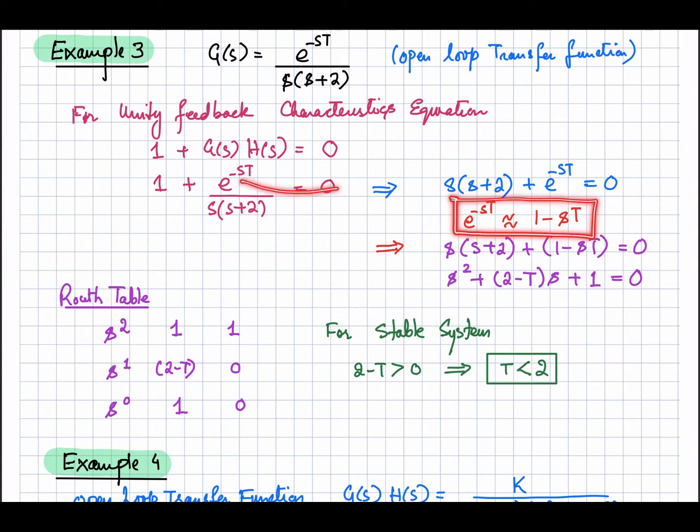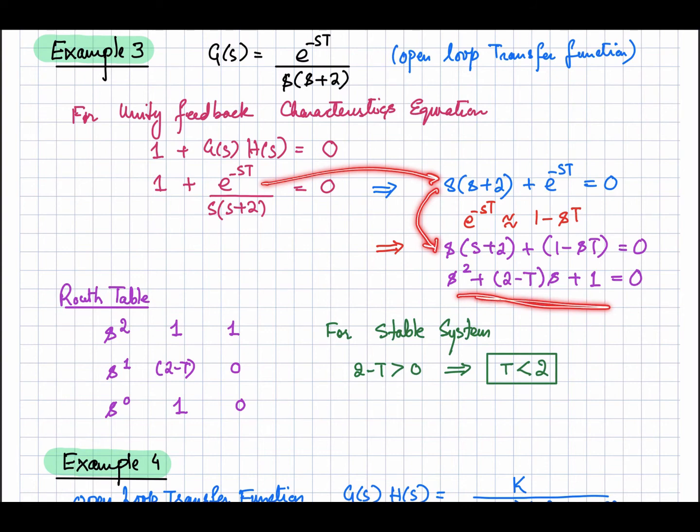So replacing this e raised to the power minus st using this approximation, we can write the equation. This equation was first written like that, and from here by using the approximation we can write it like that, and if we rearrange we will get this equation. Now we develop the Routh table. So the s square row, and then the s power 1 row, and then the s power 0 row. So for the system to be stable, this must be positive, so 2 minus t should be greater than 0, so t should be less than 2.